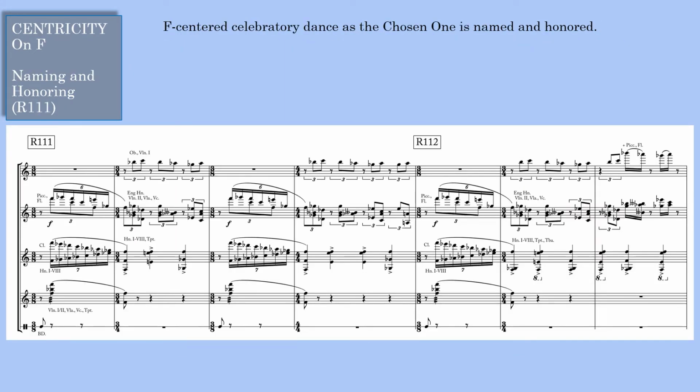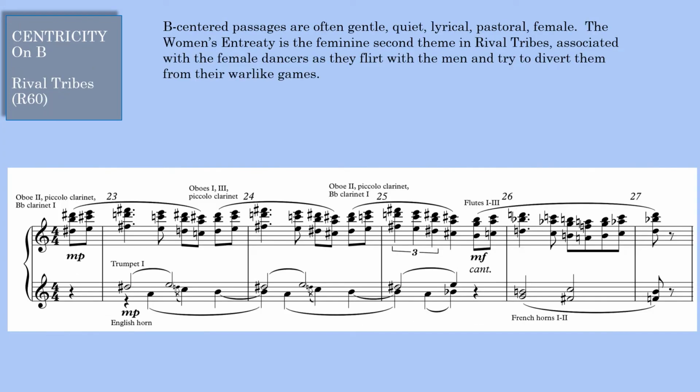F resumes its more common role toward the end of part 2, when the chosen one has been selected and is motionless at the center of the stage. The other women circle her and perform a celebratory F-centered dance.